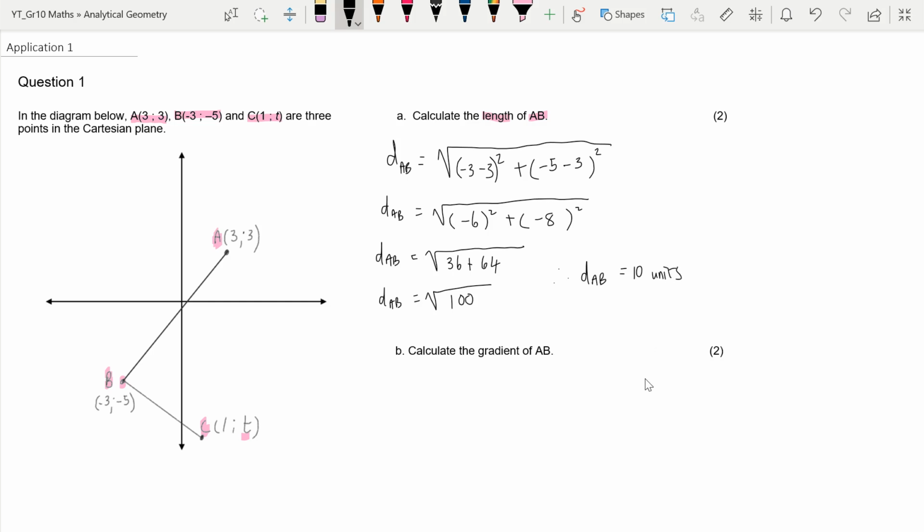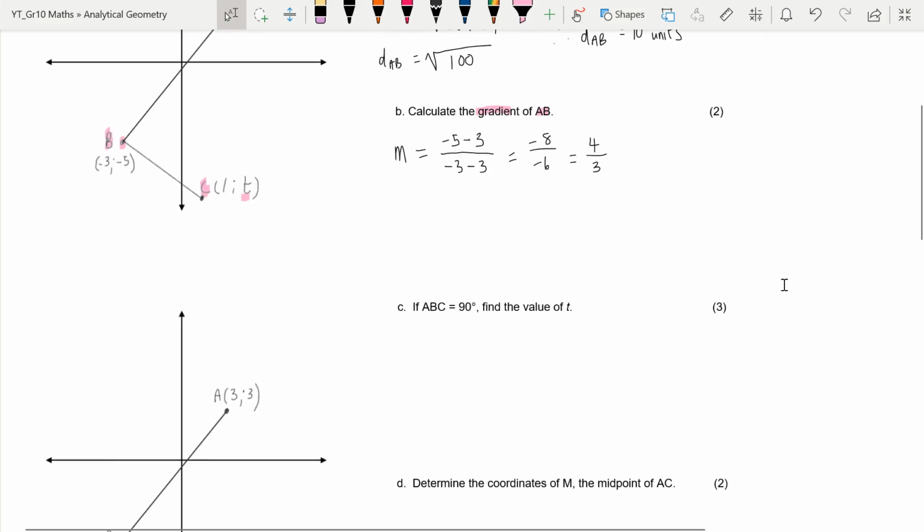All right, let's look at question B. Calculate the gradient of AB. So same 2 points, but now we have to go calculate the gradient. You must be able to do that in your sleep. All right, so change in my 2 y values. There they are. Looking at coordinate A and B, and then change in my 2 x values. That would give us negative 8 over negative 6. And that will give us, is it 4 over 3? Yeah, positive 4 over 3. And that is the gradient for line AB.